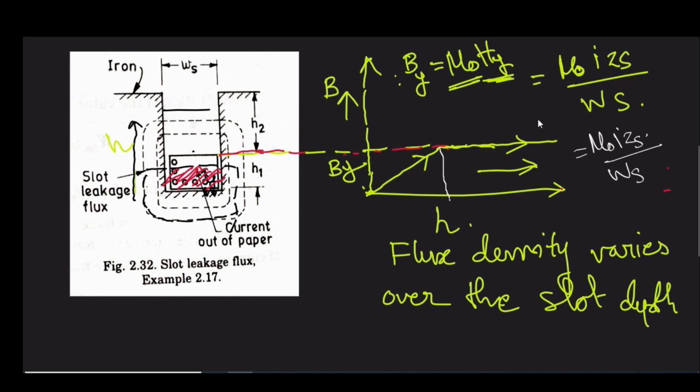So in this, what is the slope of this line? If this value is y, then the slope of this line is y by h. Till this point it is h1. So here it is h1.